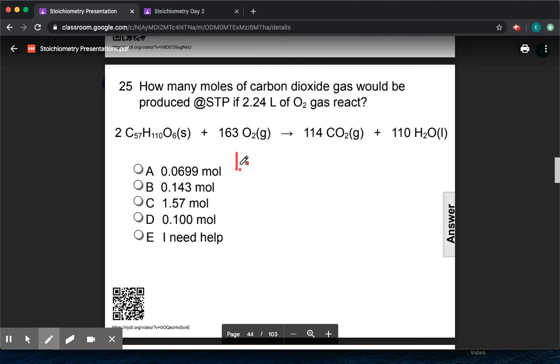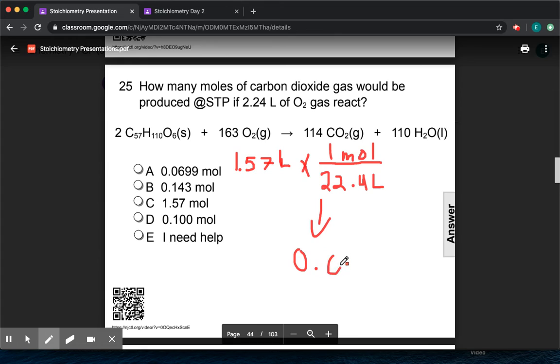So we have 1.57 liters of carbon dioxide times, and now we're going to use that same equation or ratio from earlier, except we're going to flip it. Remember, what you are converting to goes on the top. This time we are converting to moles. So then mole goes up top. And then for every 1 mole, it's 22.4 liters. Put that in your calculator, and you get 0.07, which is A. Just round it.